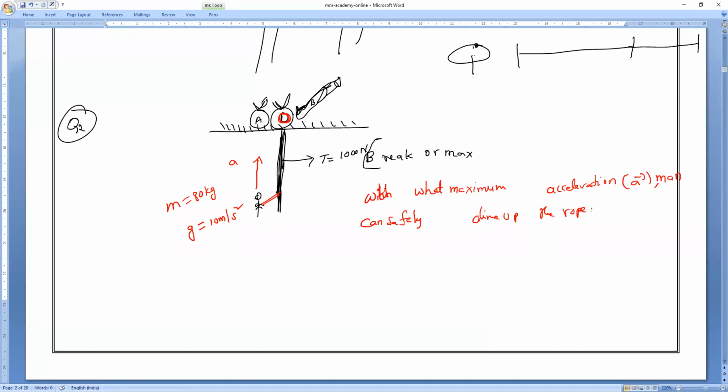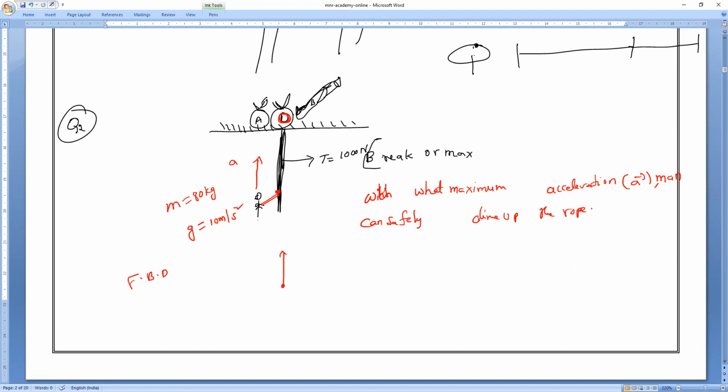So can anybody tell how it will be? All of you, you have to speak. Consider this man as a free body diagram, FBD. Now one force is acting in the upward direction, away from him. So what is the force which is acting? All of you.